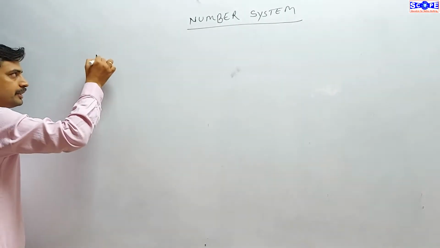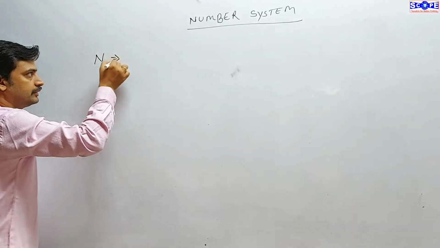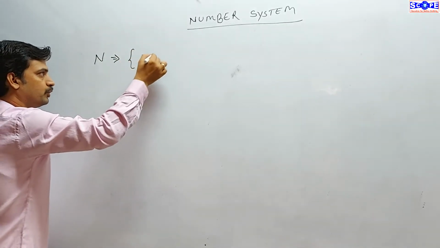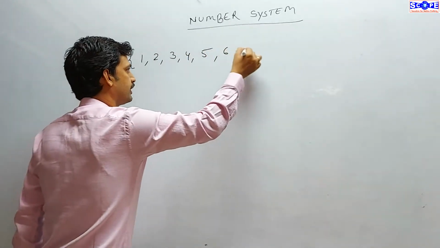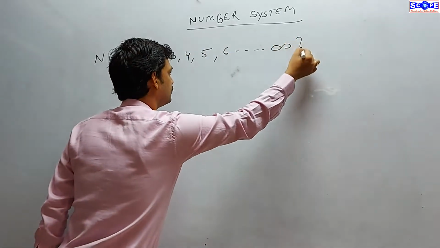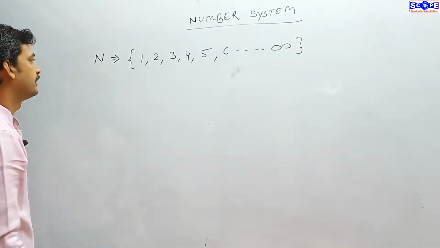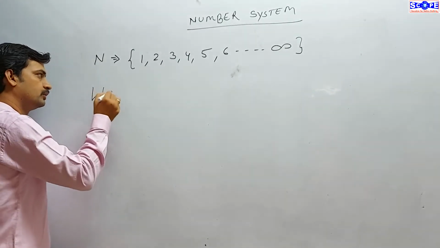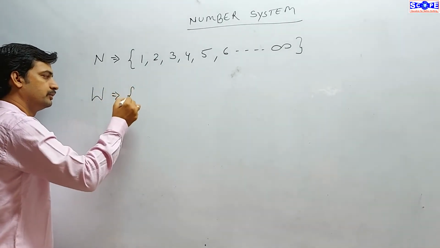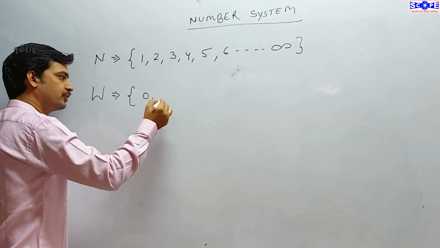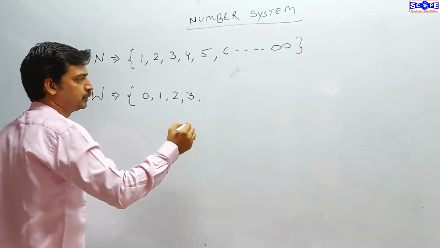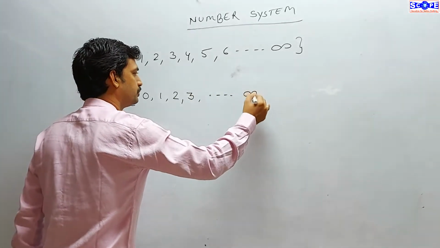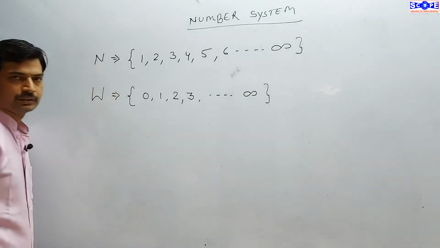Natural number is represented by N. And this is 1, 2, 3, 4, 5, 6 up to infinite. Next is whole number. This is represented by W. When zero is included in natural numbers, the set of numbers becomes the whole numbers. 0 to infinite is the set of whole numbers.